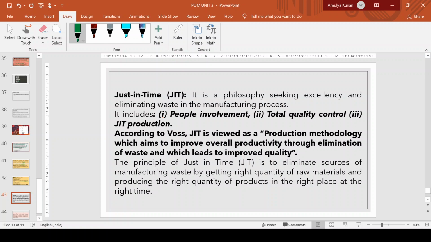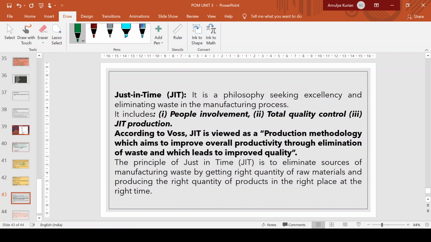In this one, it is not done just by controlling the inventory. There are three systems involved. One is people involvement, second is total quality control, and the third is just in time production. Okay, so just in time is viewed as a production methodology which aims to improve overall productivity through elimination of waste, which leads to improved quality.